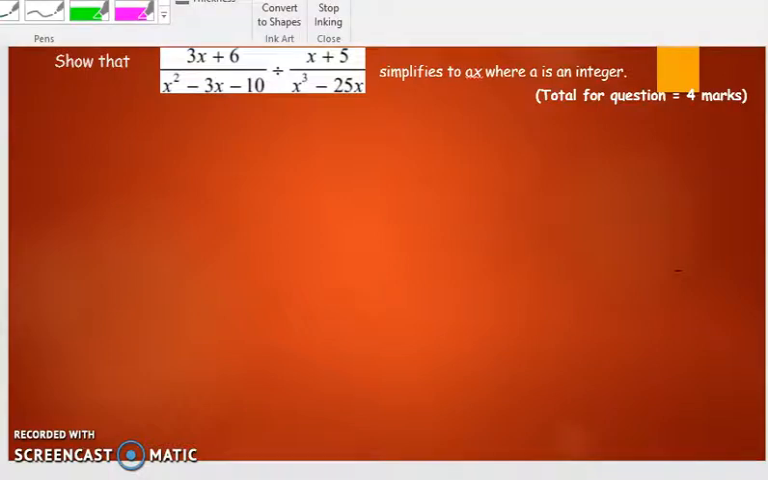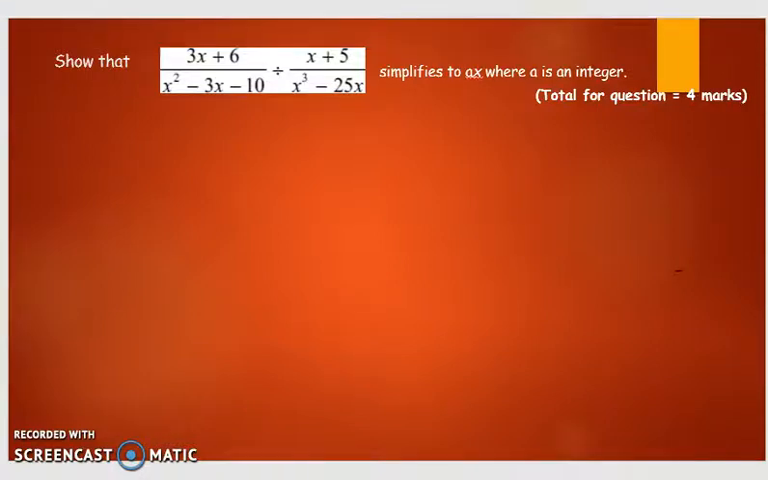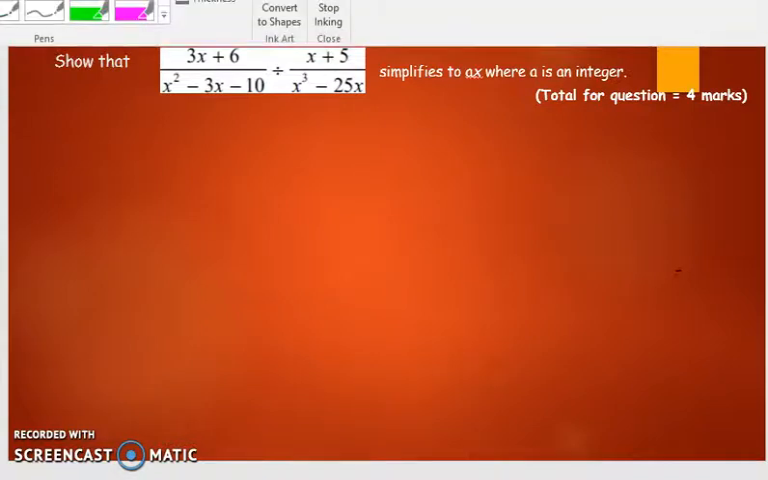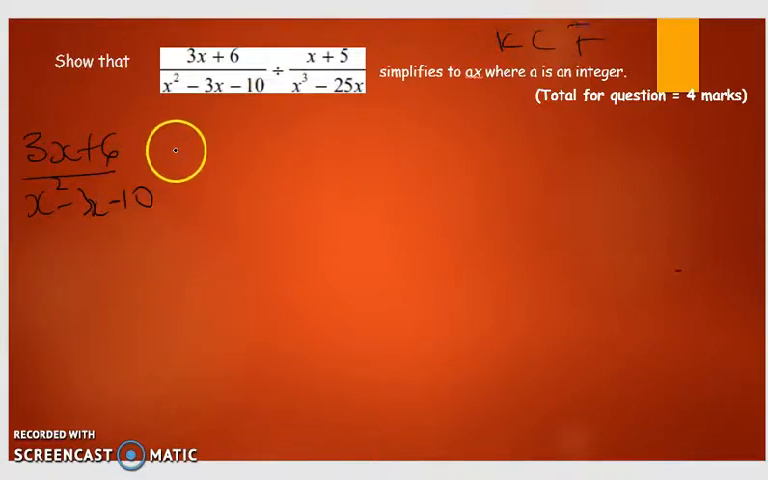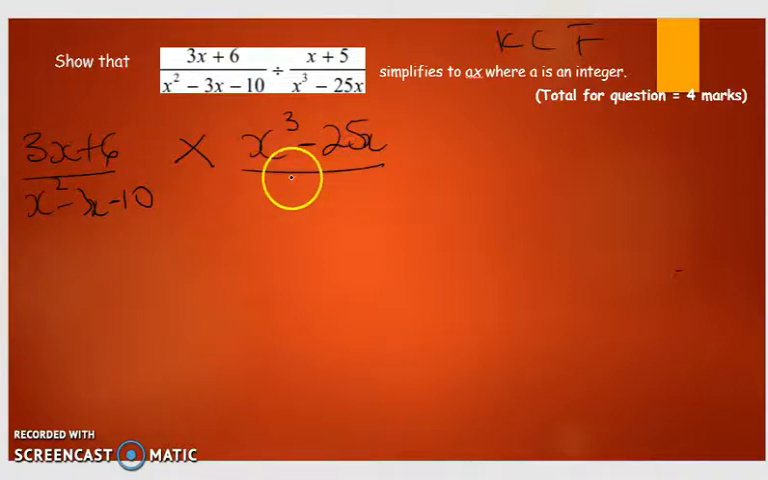Okay, so what I'm going to do here now is to keep our first fraction, so 3x add 6 over x squared minus 3x minus 10. Change, so it's keep, change, flip, yes? So change our division to multiplication, and then flip our second fraction.